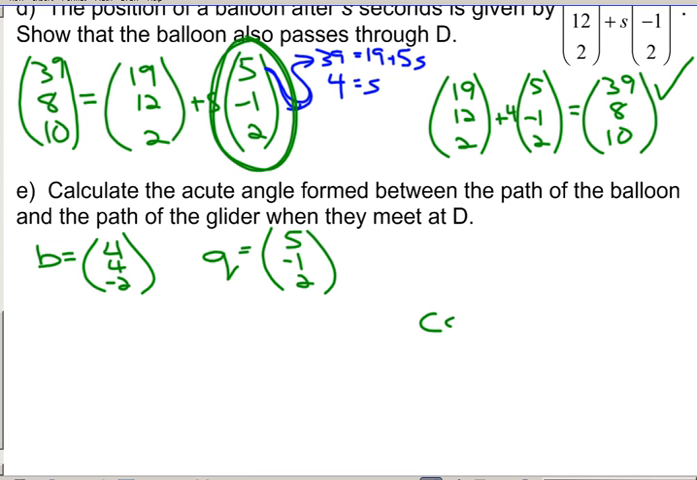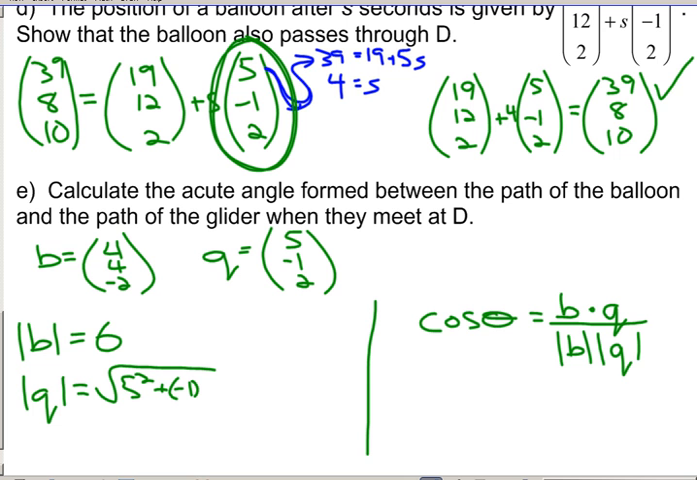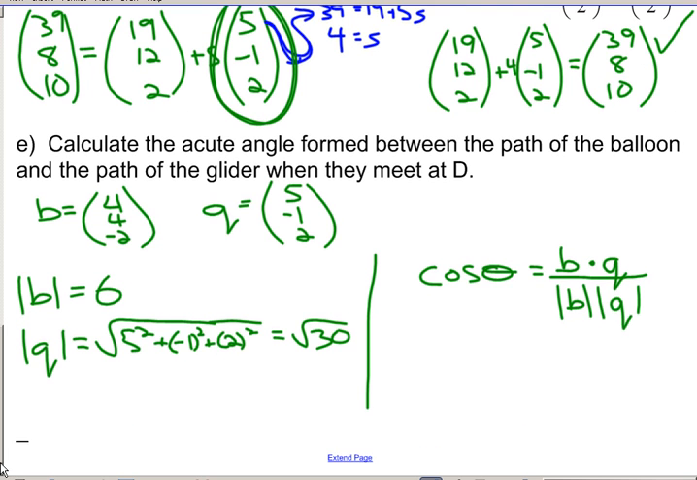I know if I want to find the angle between them, I have to look at the dot product. So B dot Q over mag B, mag Q. This is the angle between vectors formula given to you in your formula booklet. So I'm going to need to find the magnitude of B, which I actually already know is 6, because it represents 6 meters per second. The magnitude of Q is the square root of 5 squared plus negative 1 squared plus 2 squared, or root 30. And I also need to find the scalar product, or dot product, of the two. B dot Q is going to be 4 times 5 plus 4 times negative 1 plus negative 2 times 2. Work that out, and I'm going to get 12.